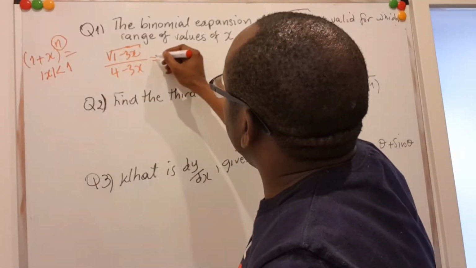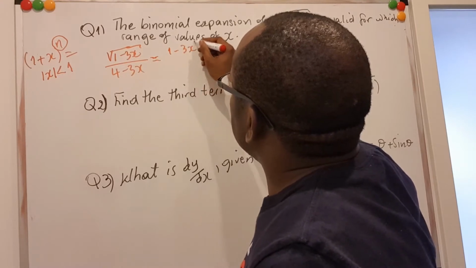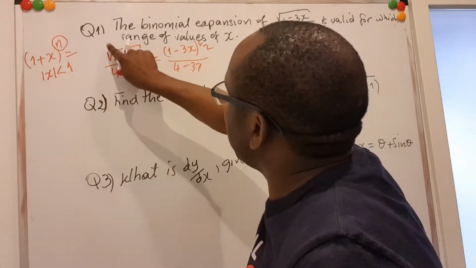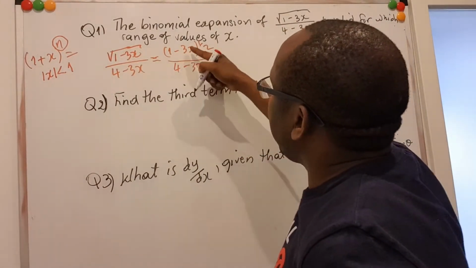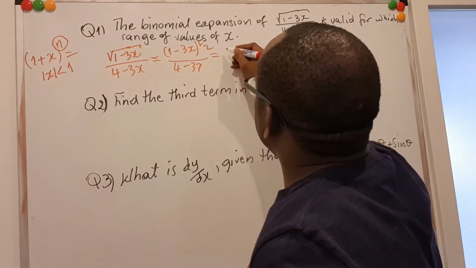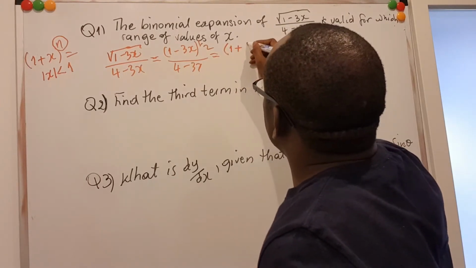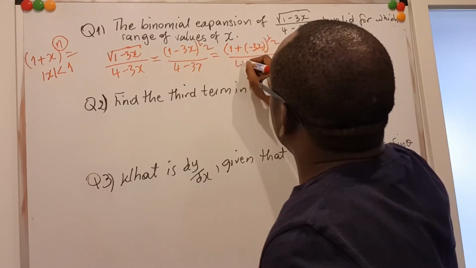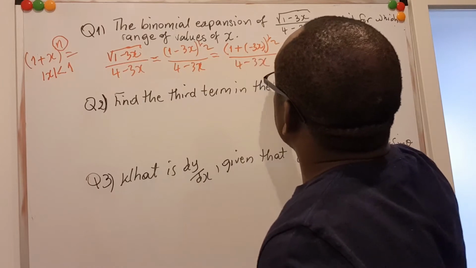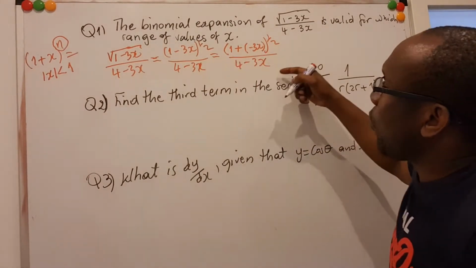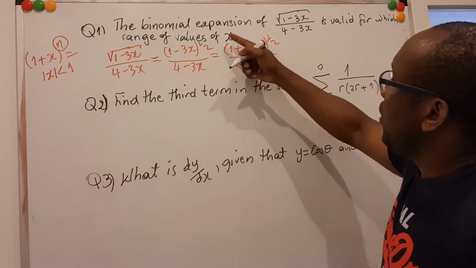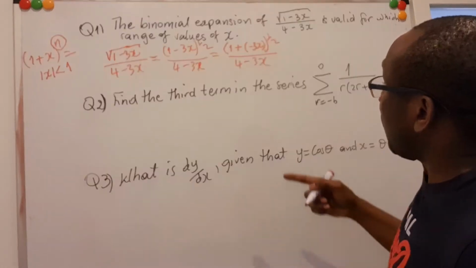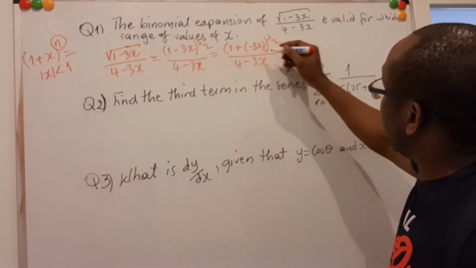Normally this would be written as 1 minus 3x raised to the power half, divided by 4 minus 3x. The square root is also the power half. I would like to fix this to look a little like that. So I will write this as 1 plus the brackets minus 3x raised to the power half on 4 minus 3x. I have no problem with the denominator. This is not any expansion, so it's only the numerator. And I see my n is not a positive integer, so I have to check on that one.